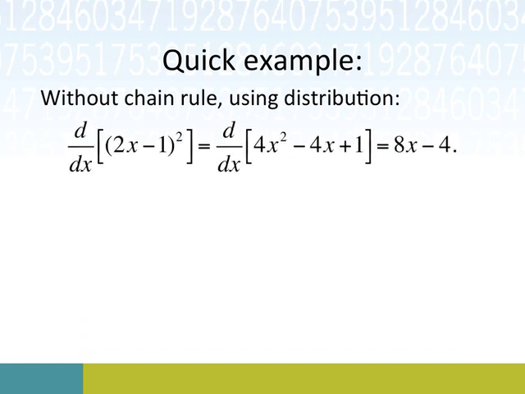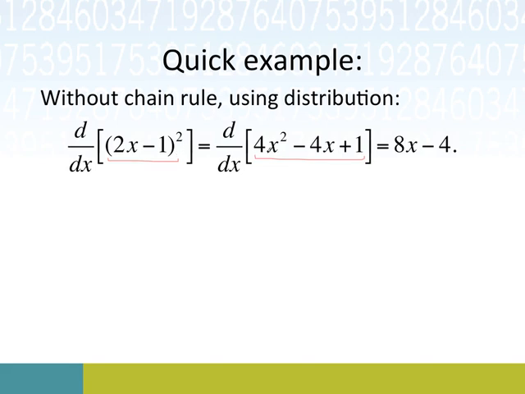So let's try one that could be written as a product, but take the derivative without using chain rule. We use algebra to get around it. Here's the thing we're trying to take the derivative of, but before we do any of the derivative stuff, so this d dx is still hanging out here, we multiply out everything on the inside. This is just distributing 2x minus 1 times itself. So we get 4x squared minus 4x plus 1.